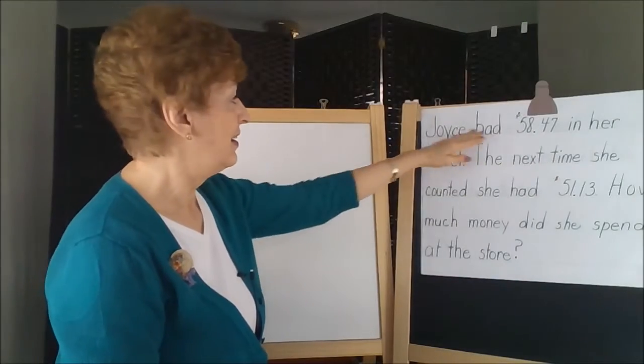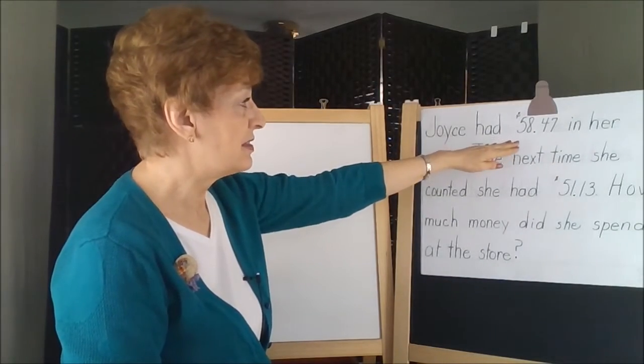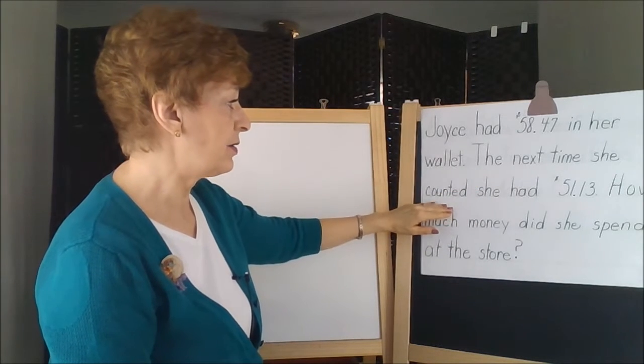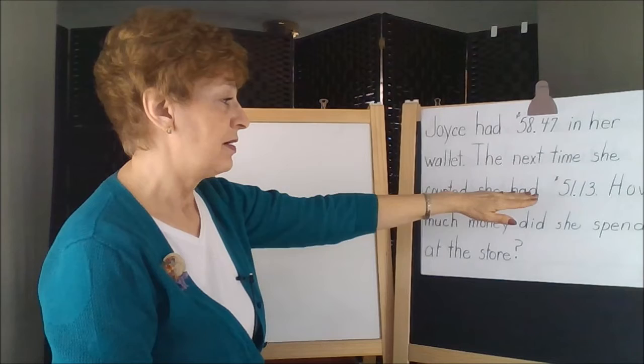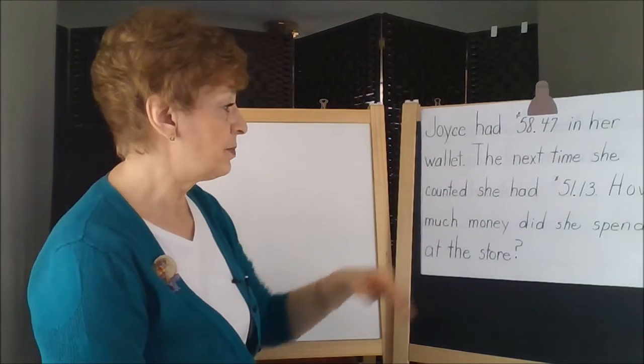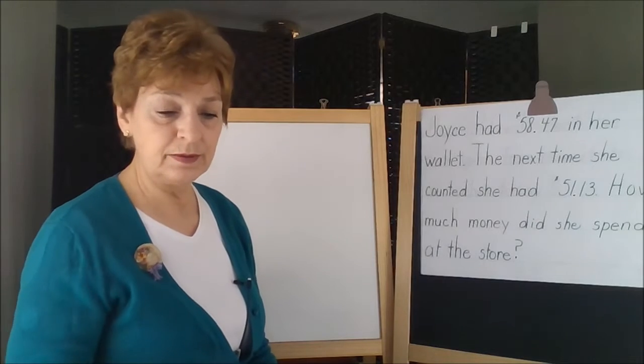Joyce had $58.47 in her wallet. The next time she counted, she had $51.13. How much money did she spend at the store?